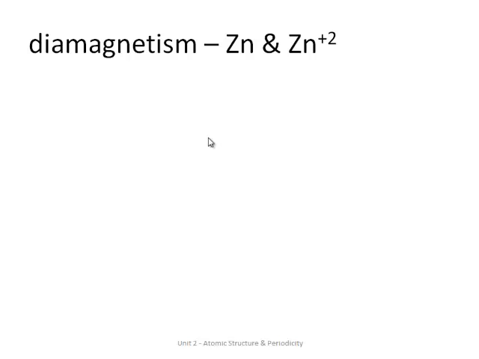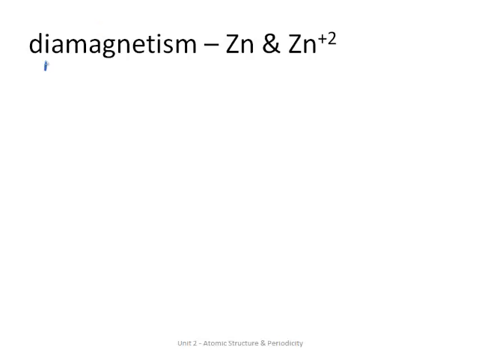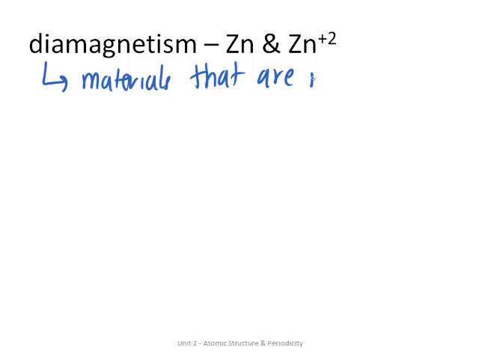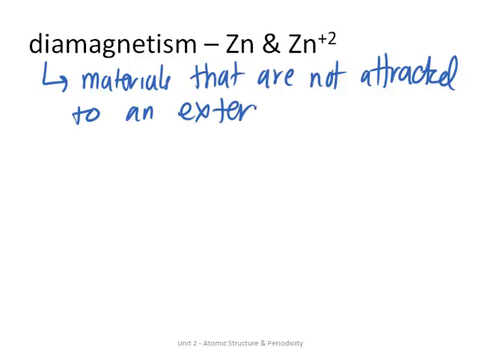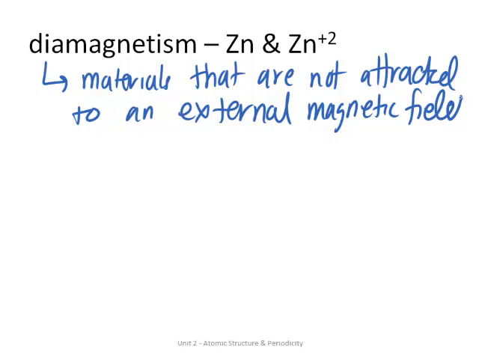Here we can see a couple of examples of a diamagnetic material, and these are materials or atoms that are not attracted to an external magnetic field. And actually they're slightly repelled by them.